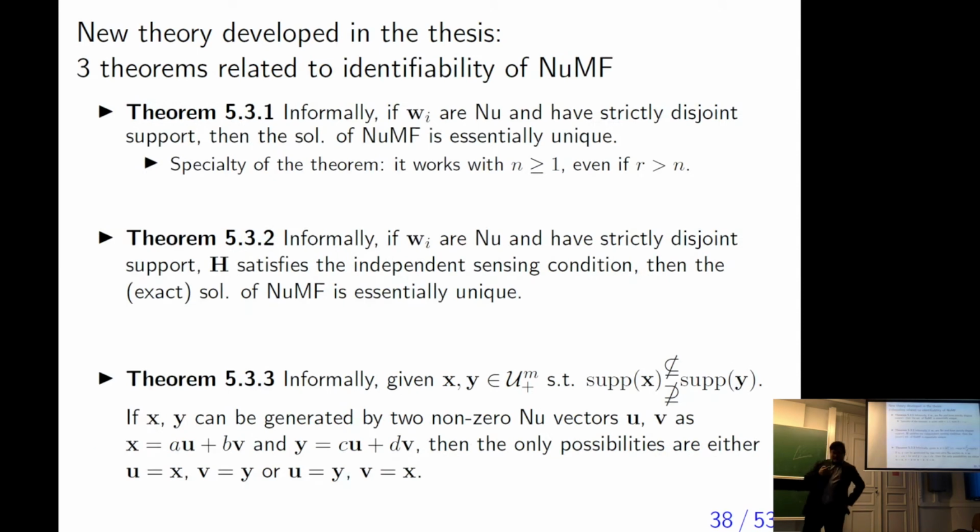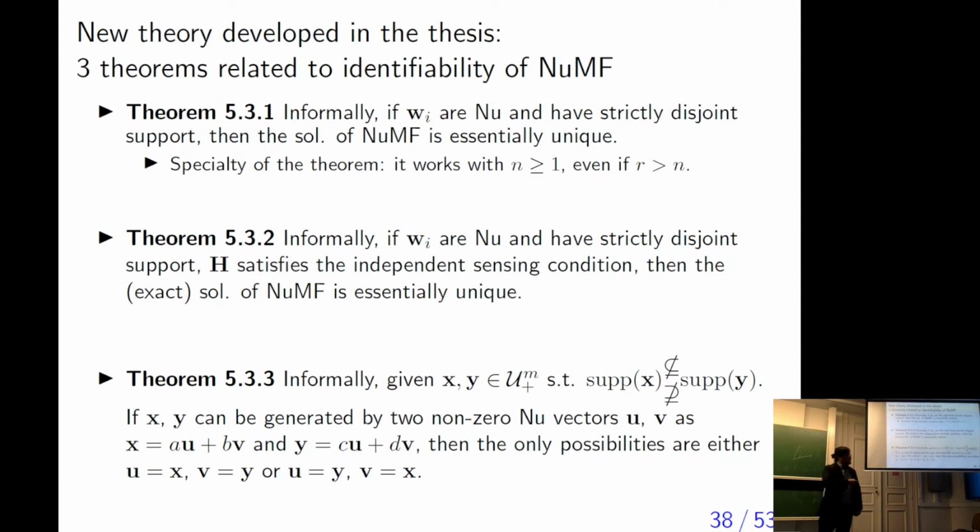Regarding this model, I have 3 preliminary identifiability results. Preliminary means they are not complete. A complete identifiability theorem means you have an NMF model with any number of R, and the vectors in the NMF can be whatever you want, and then you have some uniqueness guarantee. But here I have some conditions. For example, the first one says that the vectors have to be strictly disjoint, meaning there is a 0 between the supports of 2 vectors.